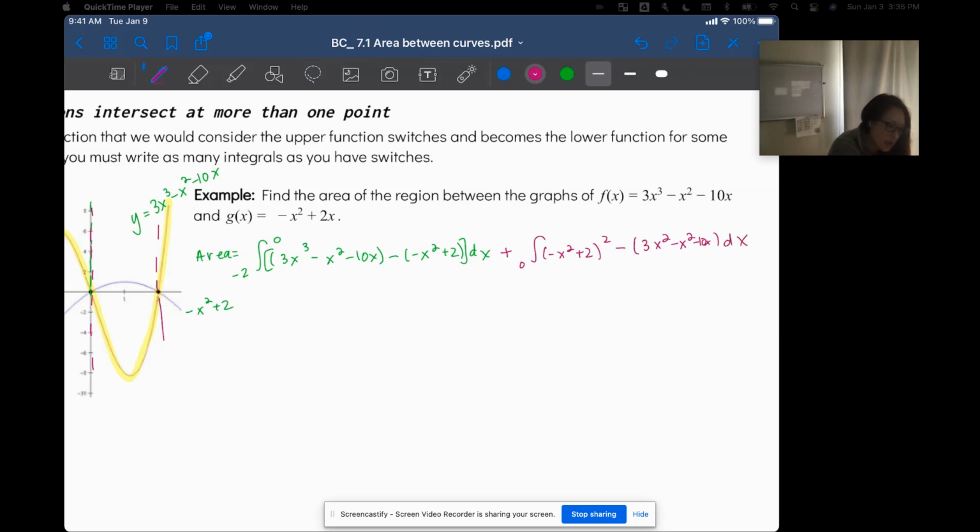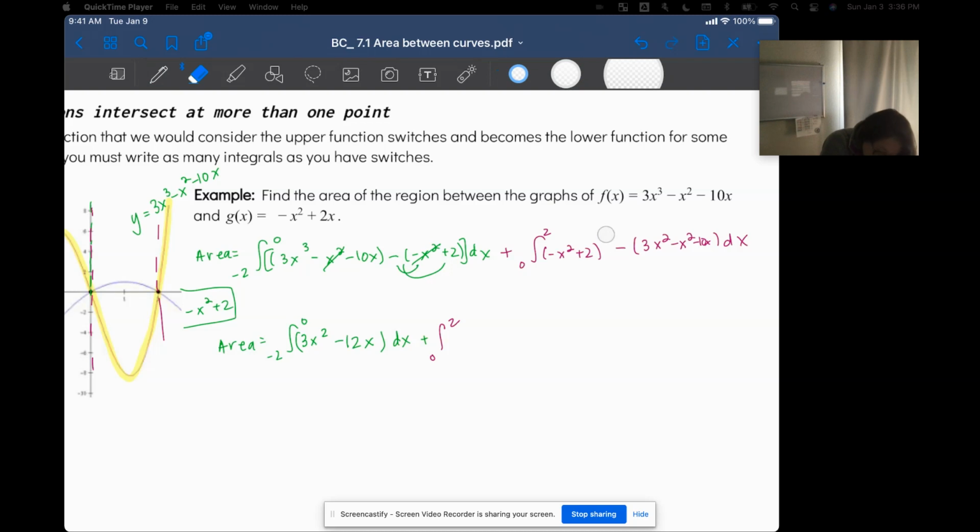All right, so let's simplify. I get the area is equal to the integral from negative 2 to 0 of 3x squared, and then it looks like the x squareds cancel, so I get minus 12x, since I'm going to distribute the negative, dx, plus the second part, the integral from 0 to 2. Oh, I see where that little 2 is, there we go.